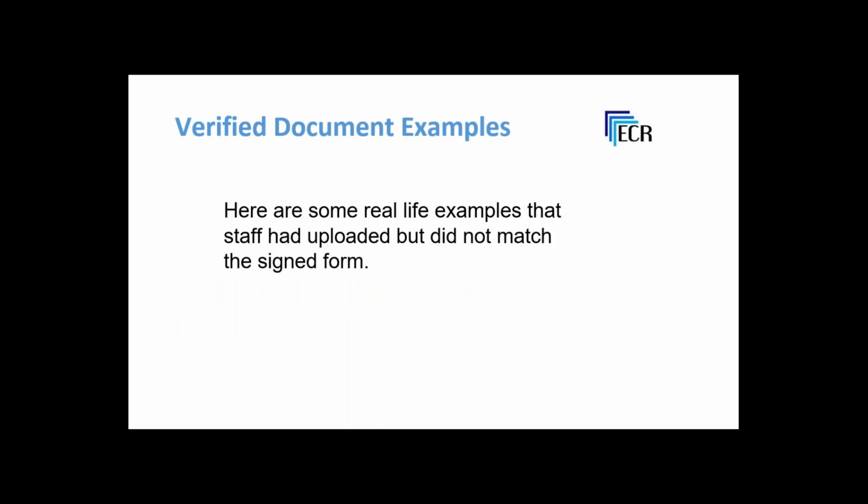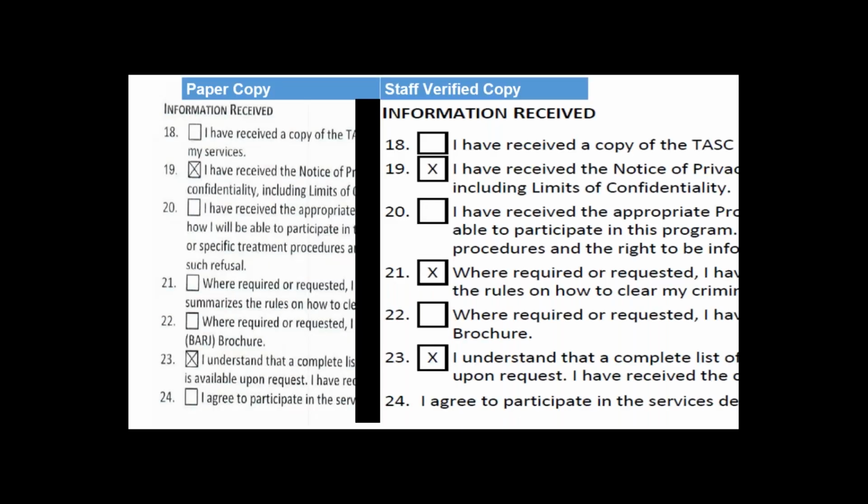Now, here are some verified document examples that staff probably didn't look at as closely as they should. So it is very important that everything matches. Let's take a look at some of these. On the left, you'll see a paper copy, and on the right, you'll see what staff typed in as the verified form. You can see in this example, on the paper copy, the client never clicked question 21, but on the verified copy, staff clicked an X in 21. Therefore, they do not match. They would need to be redone.